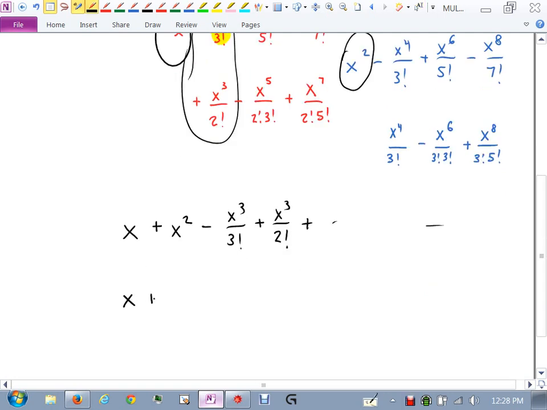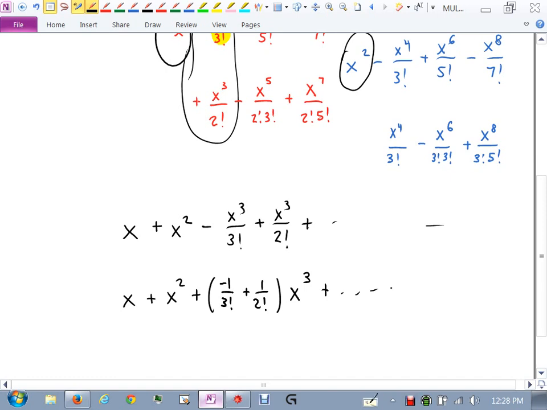This is x plus x squared. Then what I'll do is this, plus x cubed I'm going to factor out. What's left inside here? And one of them is negative, right? So I could go negative 1 over 3 factorial plus 1 over 2 factorial. Plus dot, dot, dot, I don't even care. These are the first 3 terms.